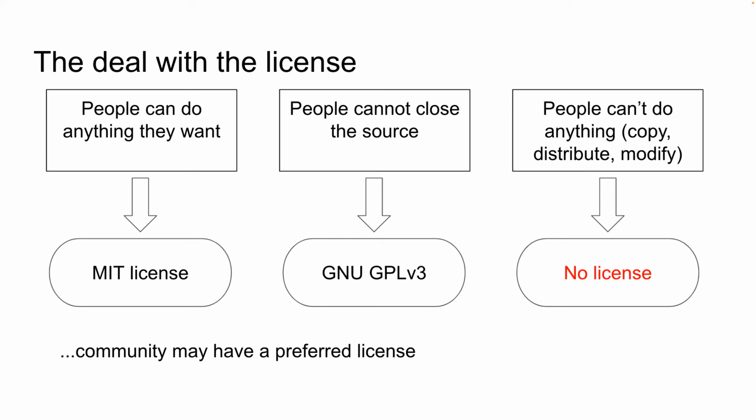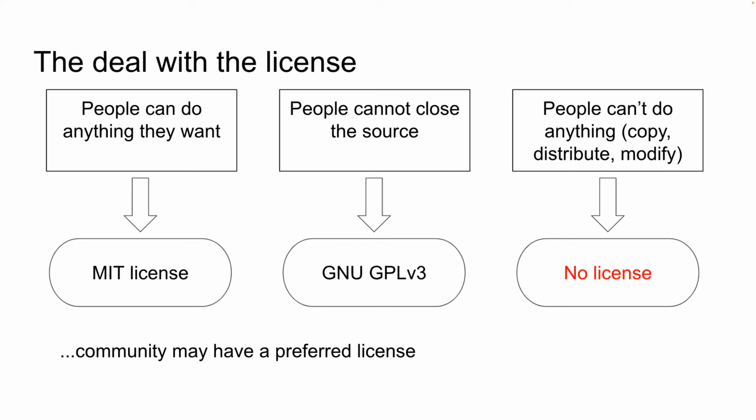Some licenses, such as GPL v3, tell the other users that they cannot close the source. Basically, this cannot be used in production level closed source projects. Perhaps you don't want to be so restrictive. There are some very permissive licenses, like the MIT license, and people can do anything they want. They can use it in a closed source project. They can use it in an open source project. They can modify the code. Often, this is what you want.